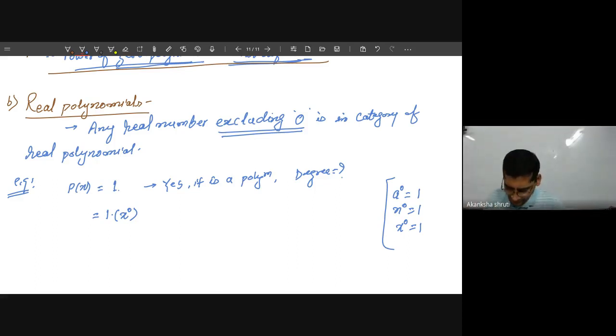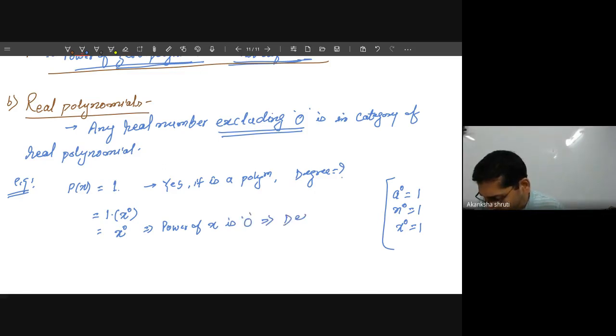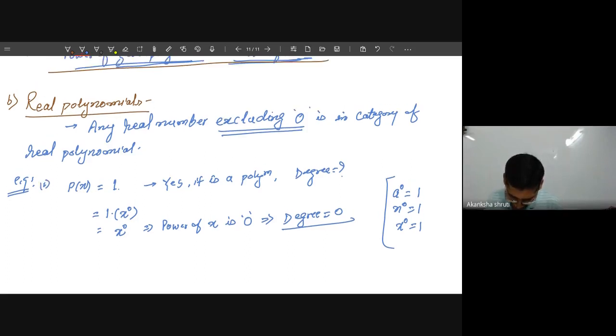Okay? So it is like our x to the power 0, even though the 1 is not written in the coefficient. This implies the power of x is 0. This implies the degree is 0. Okay, students. This was the first example that I had taken. Let me take one more example, example 2.